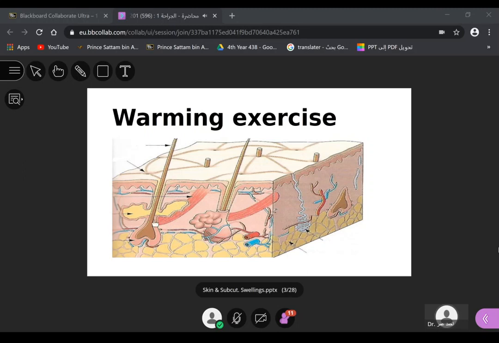Here you can see this structure, which is traversing the whole length of the skin from the dermis to the epidermis, and this is the hair follicle. And this is the hair. Adjacent to these hair follicles, we have these structures known as the sebaceous glands. These glands sometimes can be obstructed, and they give rise to skin swelling, as I will show you in the rest of this presentation.